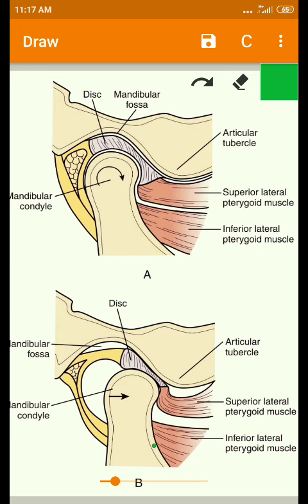If 2 fingers fit easily, then it is normal, and 3 fingers also is normal. If 2 fingers do not fit properly, that means your mouth opening is decreased. Okay, so this is about the mandibular elevation and depression.